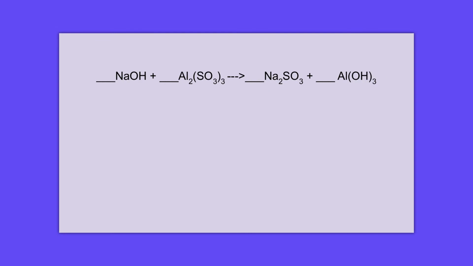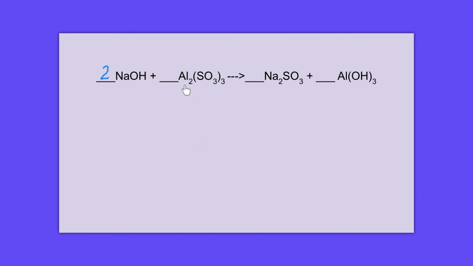As a general rule, it's a good idea to balance metals first and oxygens and hydrogens last. I'd start balancing this by noticing I have 1 sodium on the reactant side and 2 sodium atoms on my product side. I'll put a coefficient of 2 in front of the NaOH, and that'll double the sodiums.